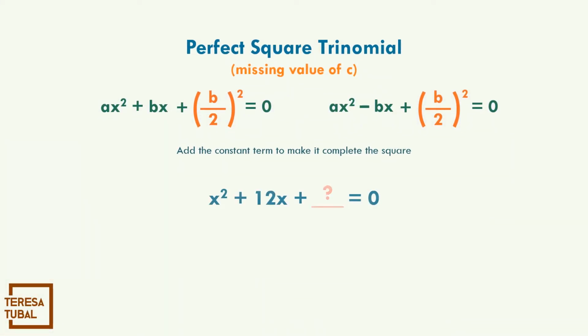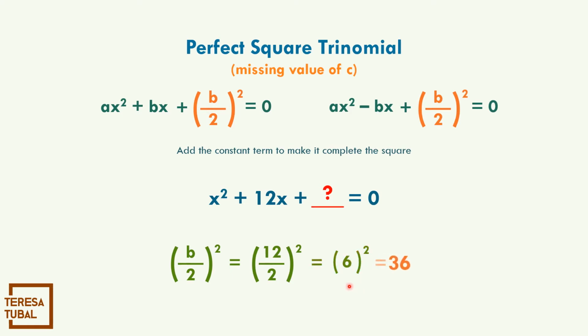So let us apply it in example number 1. x squared plus 12x plus a blank. The value of b is equal to 12. So 12 divided by 2 is equal to 6. And then 6 times 6, the answer is equal to 36. So the value of c is equal to 36.